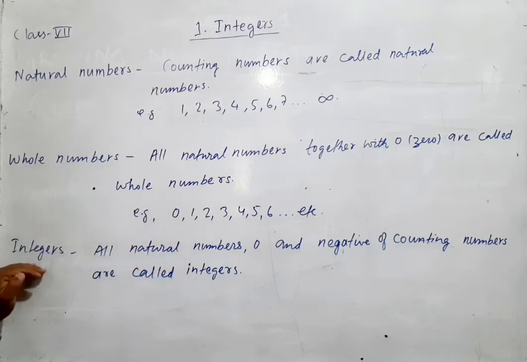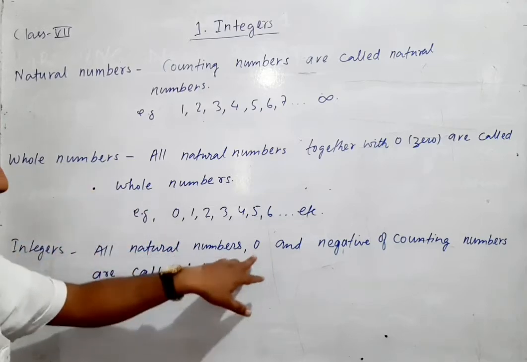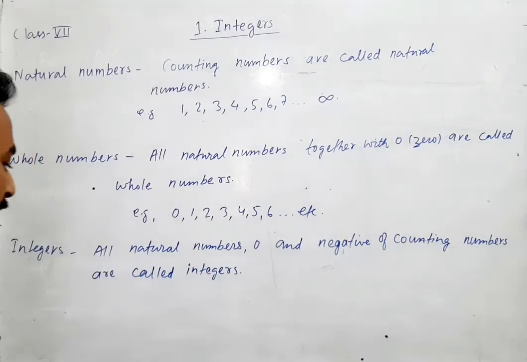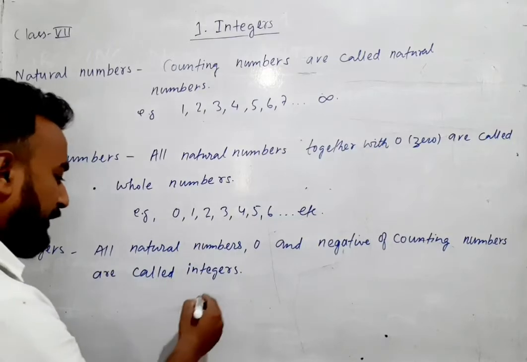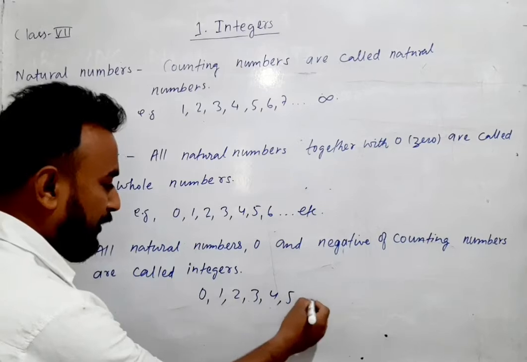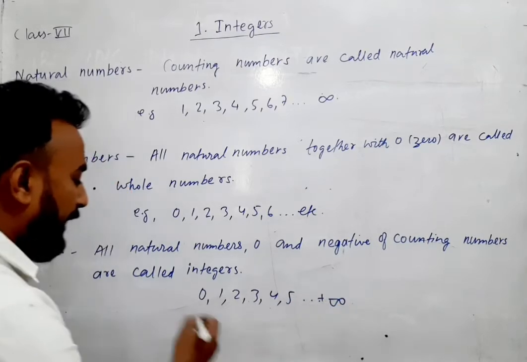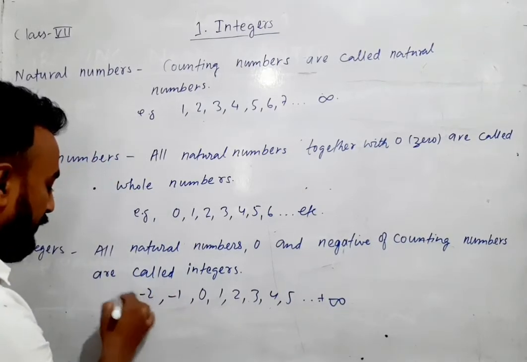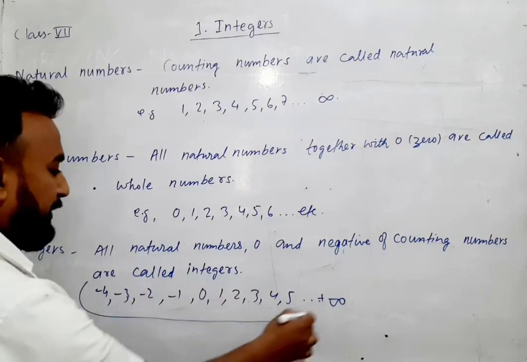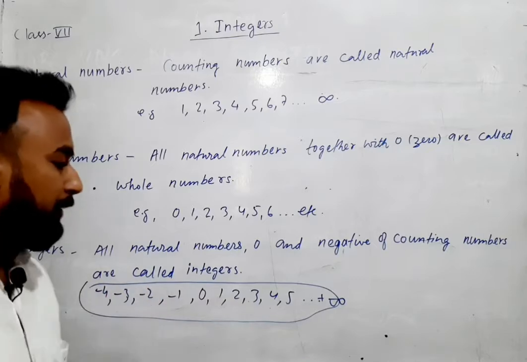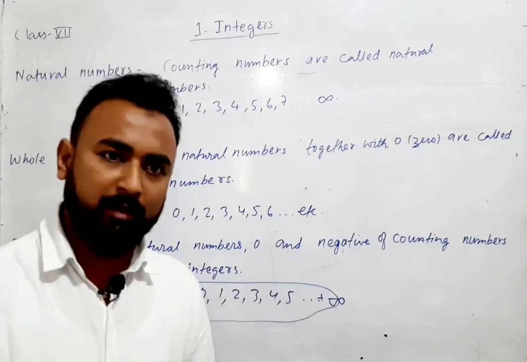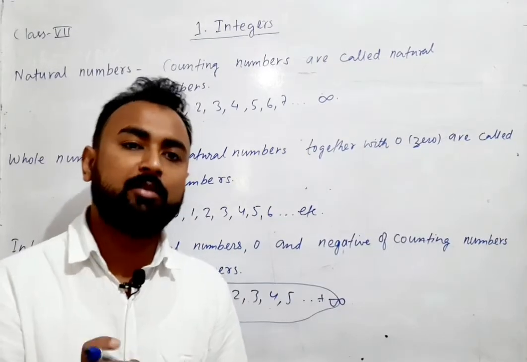So after that, integers. All natural numbers, 0 and negative counting numbers are called the integers. Integers means what? All positive counting numbers. See, 0, 1, 2, 3, 4, 5, infinity, positive infinity, and -1, -2, -3 and -4. So these are called the integers. In short, you can say that all negative counting numbers and all positive counting numbers including 0 are said to be integers.